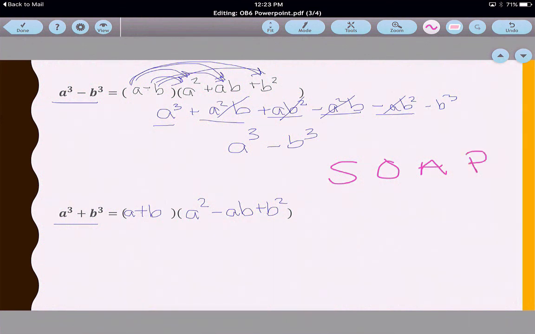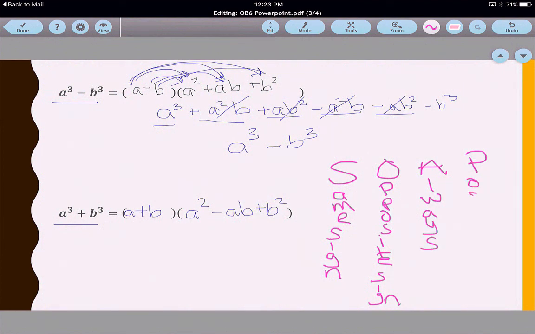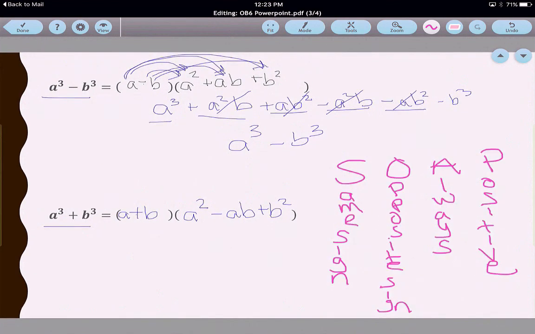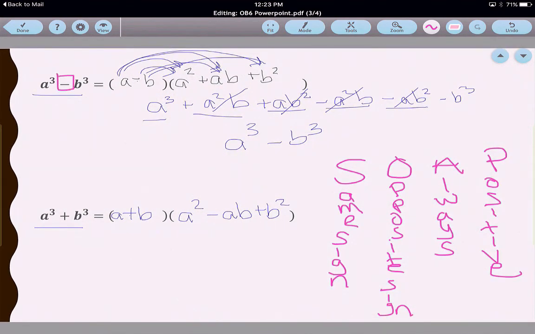S-O-A-P. This is going to be your mnemonic device for remembering how these signs work. So the S stands for same sign, O stands for opposite sign, and A stands for always, and the P positive. So if we go back through, this had a negative sign, and in the order in our formula, we have our same sign, our opposite sign, and a positive sign.